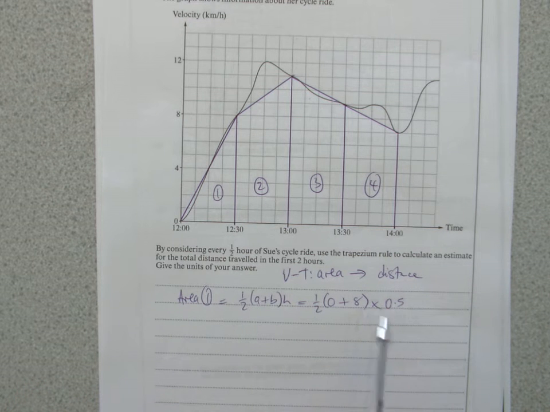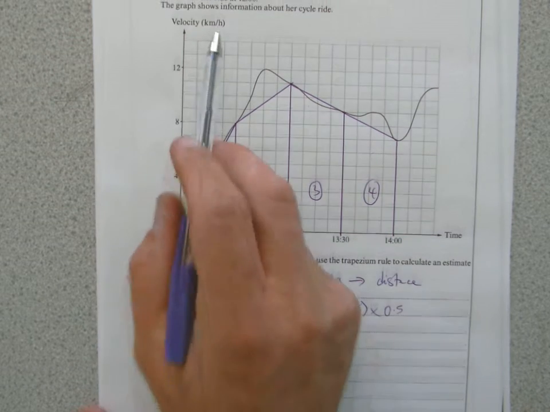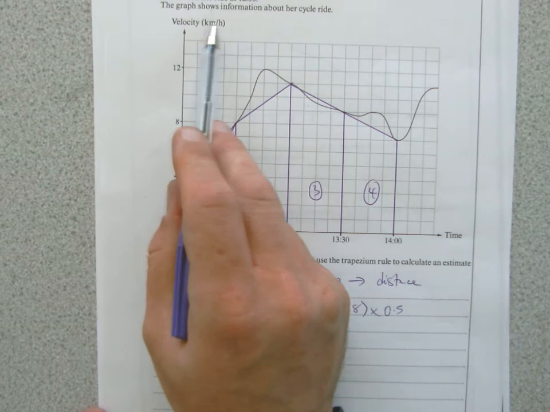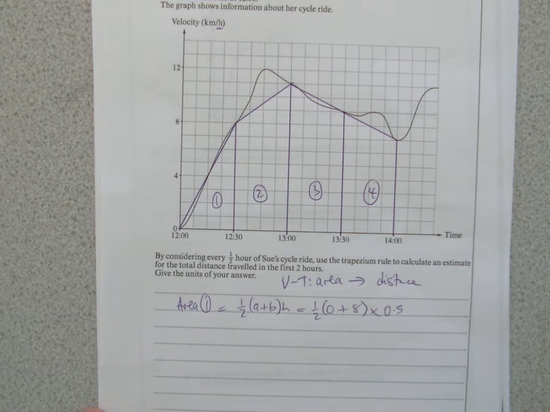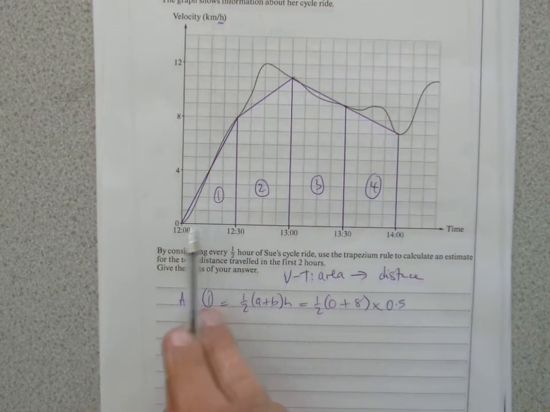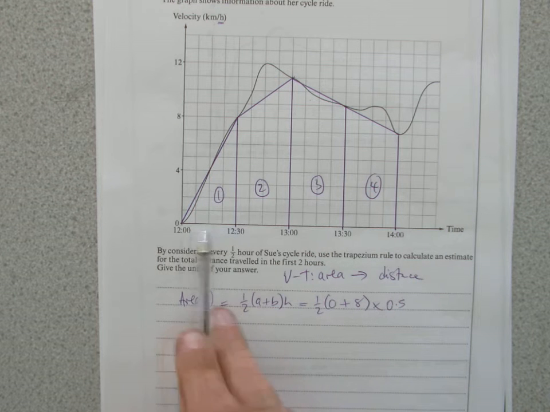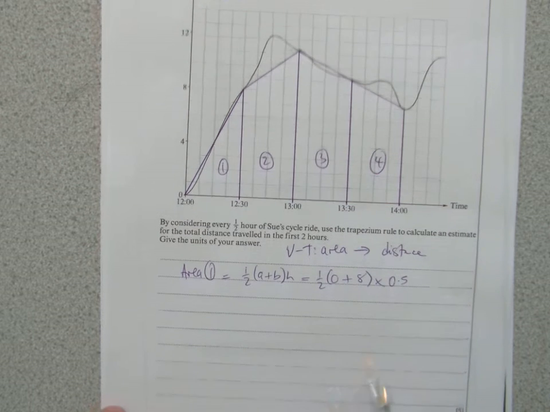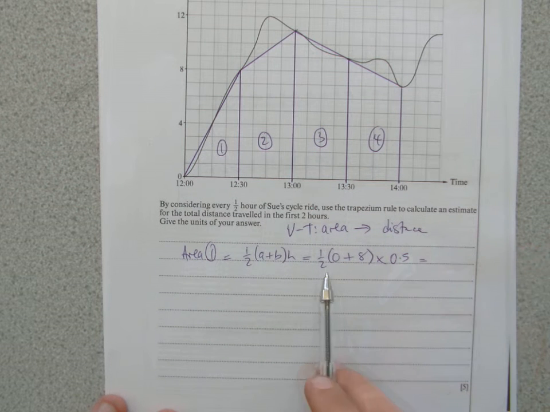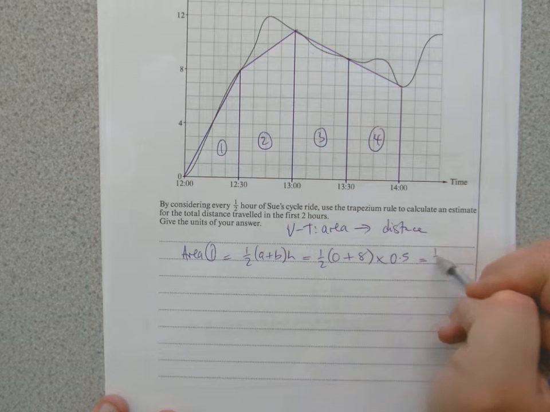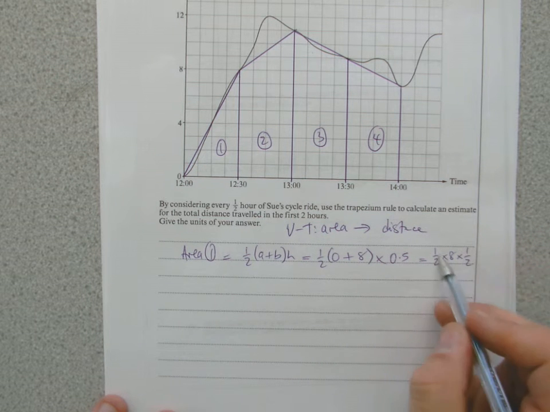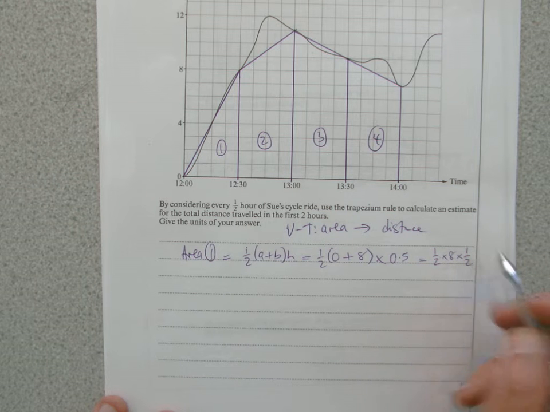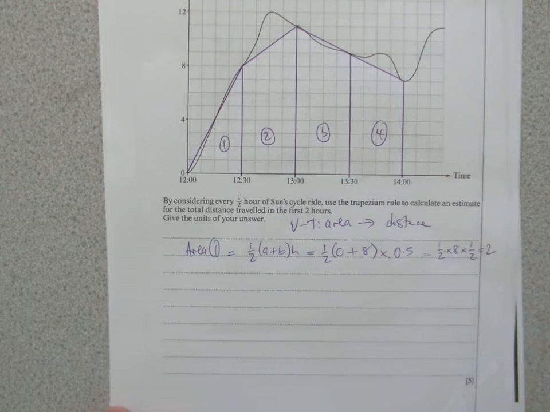The reason why I know I got to put 0.5 is because if you look at the axes here, can you see it says kilometers per hour? That's the speed they've said there. So per hour means we need to be thinking of our times in terms of hours. So don't put 30 minutes, put it as half an hour. So we work this out. We've got half times 8, maybe write that as a fraction, might be better, times half. So half times 8 is 4, times half is 2. Okay, so we've got that there.